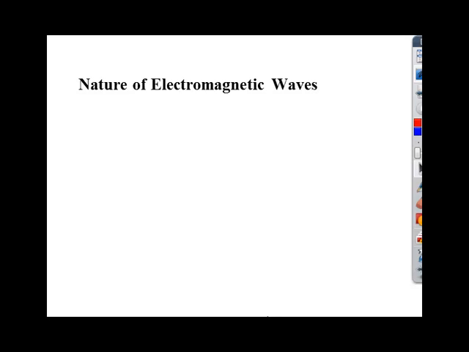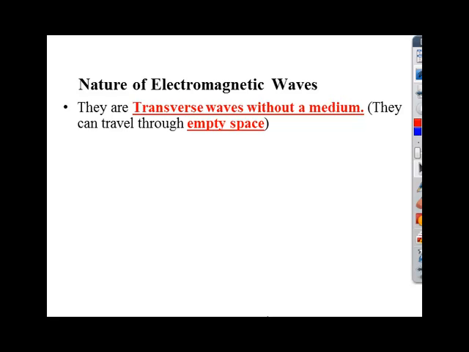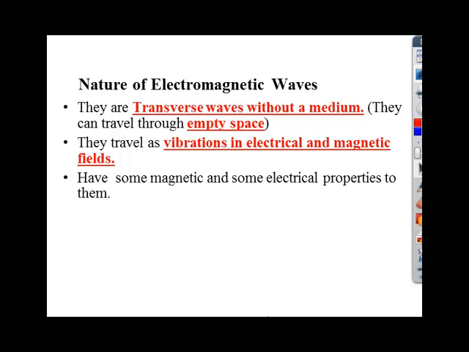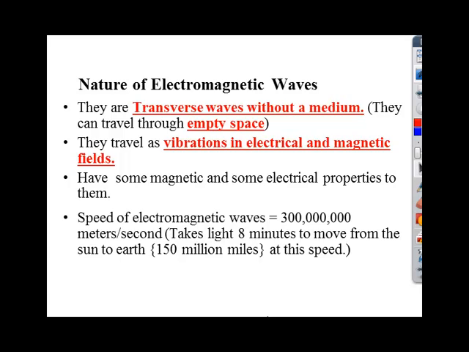So let's talk about the nature of electromagnetic waves. They are transverse waves. However, they don't require a medium at all. That's why they can travel through space. And as they travel, there are electrical and magnetic fields. And those electrical and magnetic fields travel together. And I'll show you a brief example here in a moment.